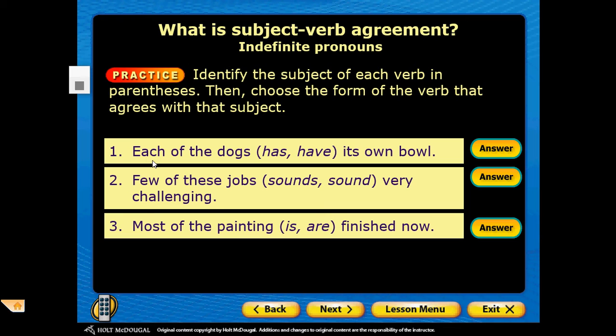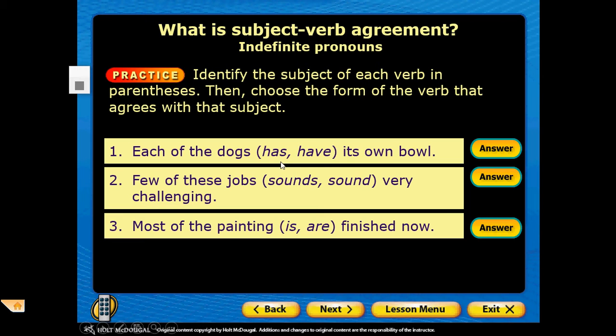So am I talking about dogs? No, I'm talking about only one dog, one of the dogs, all right? So each here means one. So am I going to choose a plural or singular verb in this case? Remember, if we're talking about singular each, I think we're going to have to use the singular. Yes, that's right.